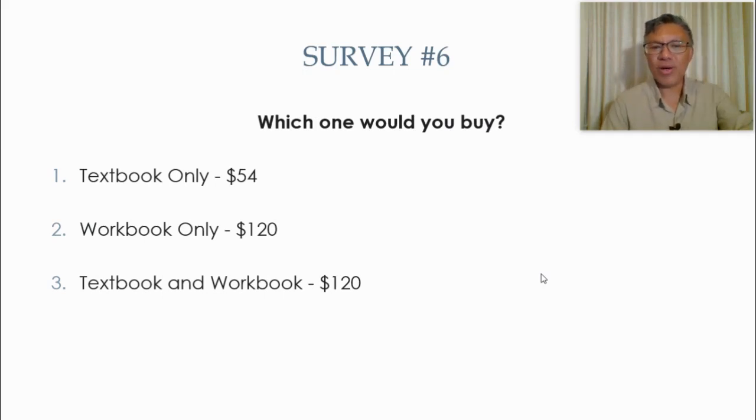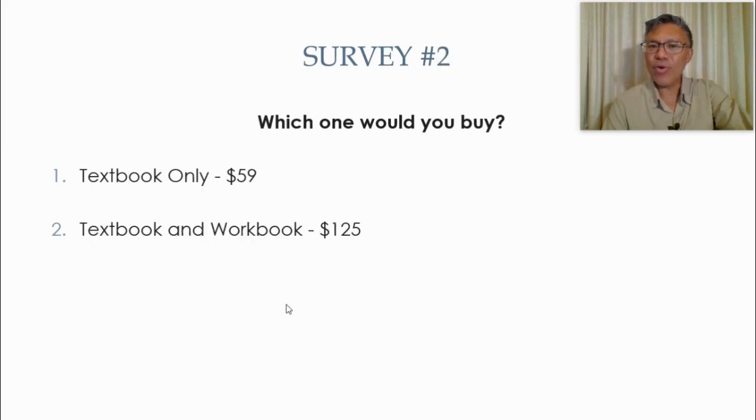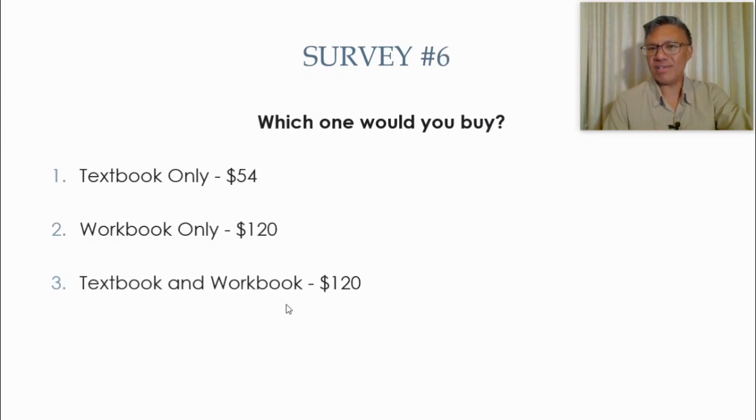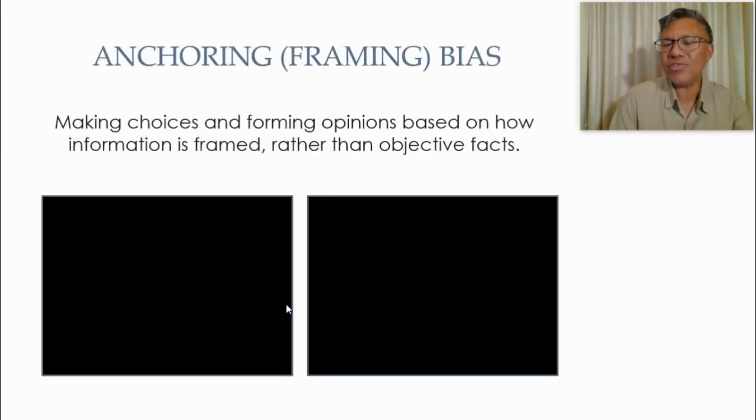Well, it's because possibly of what's happening here, that you see that the workbook alone costs $120, and that influences you to think option number 3 is actually a good deal, even though the strict data of it all doesn't really change between survey 2 and survey 6. This is referred to as the anchoring or frame bias.